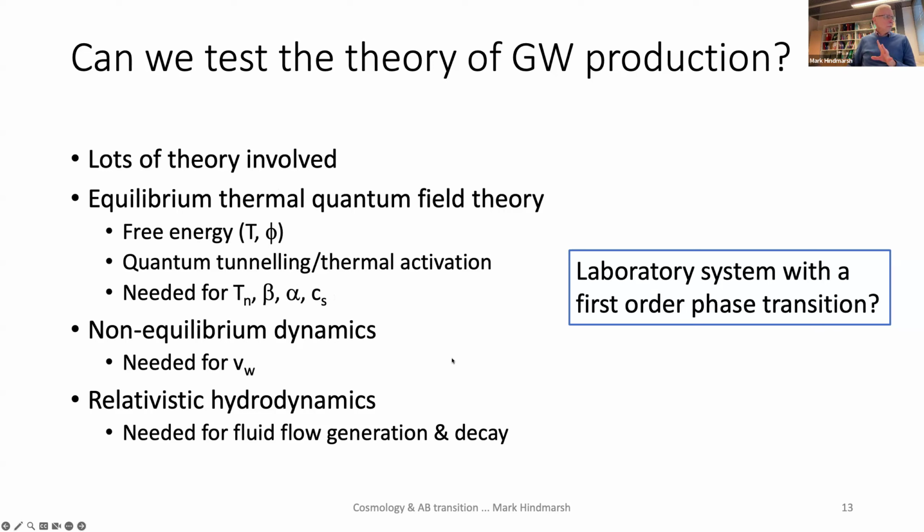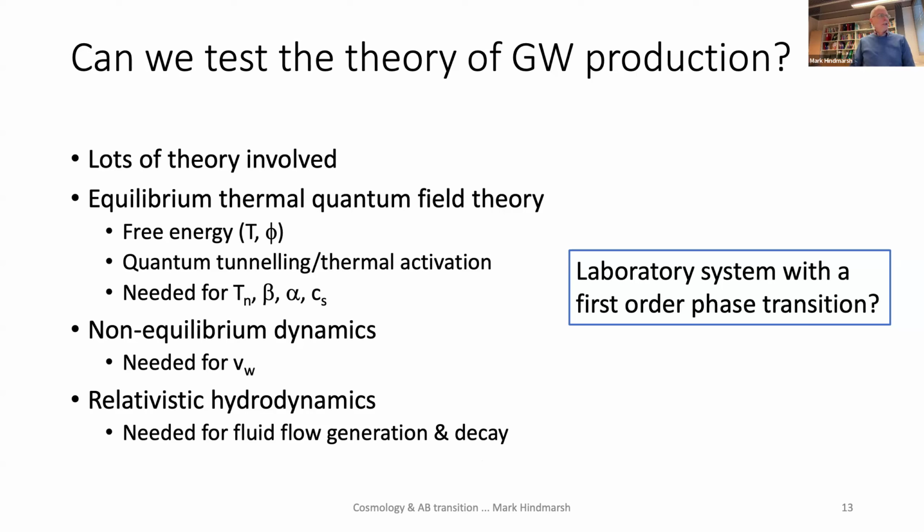You definitely need non-equilibrium dynamics for the wall speed. There you go out of equilibrium. And then, of course, you need relativistic hydrodynamics to understand the fluid flows that result and their disappearance. So the question is: is there a laboratory system with a first-order phase transition which has some or all of these features that we can try and exploit and test these ideas on? And the answer is yes. There is. Well, there's more than one, but I want to focus on helium-3.